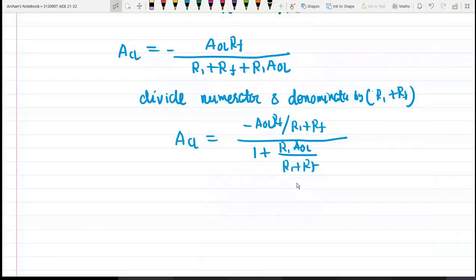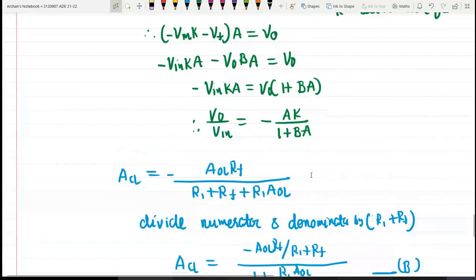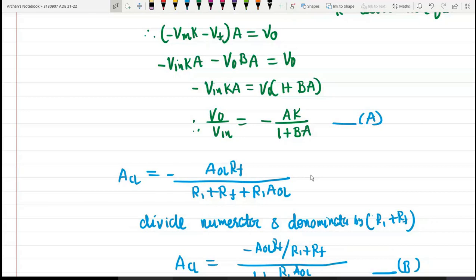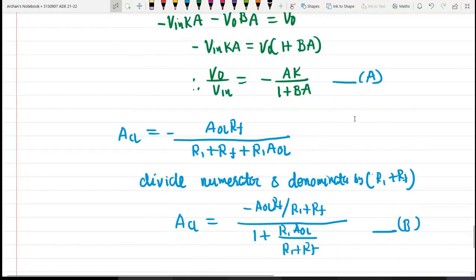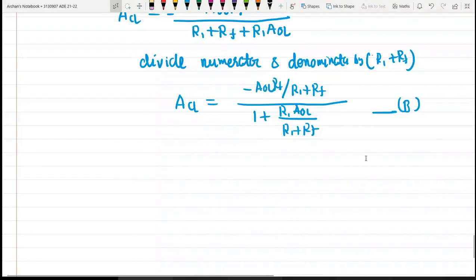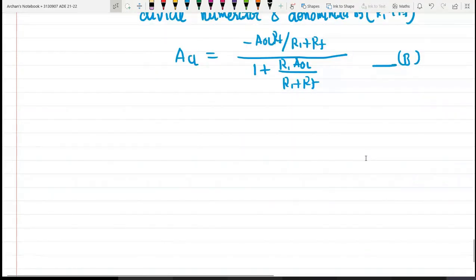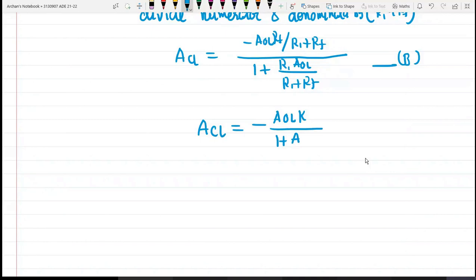So let us call this equation equation B and the previous equation equation A. What is it? It is V0 by Vin, which is nothing but the gain. And here this is also gain. So these two gains are equal, so we can equate A and B. By equating A and B, what we will get is the closed loop gain is equal to minus AOL times K divided by 1 plus AOL times B.